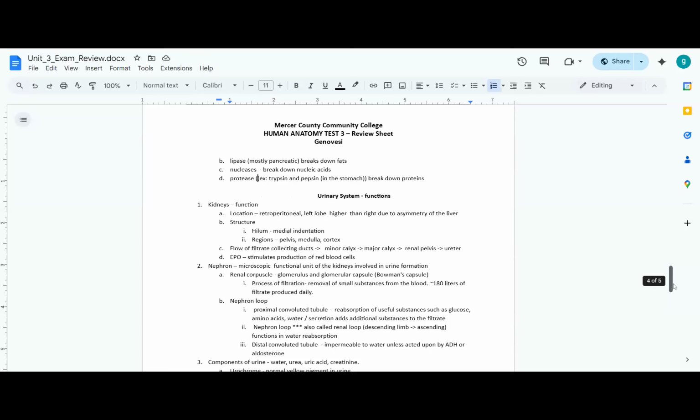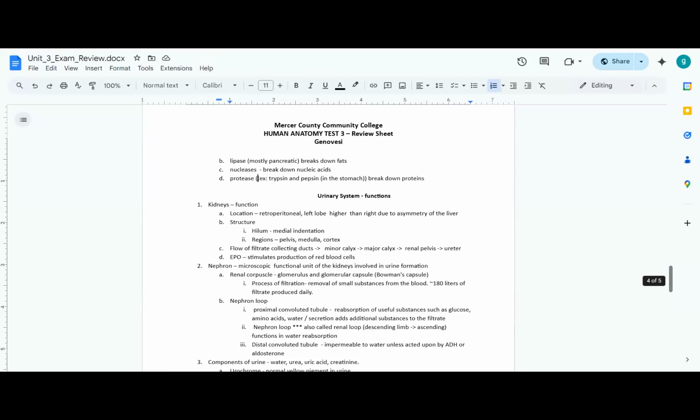Location: the kidneys, they're not within the peritoneal cavity. And they're asymmetrical because of the liver, right? So the left kidney is depressed a little bit because the left lobe of the liver is larger. Well, this is hard to say. Right, so the right kidney is lower than the left due to asymmetry of the liver.